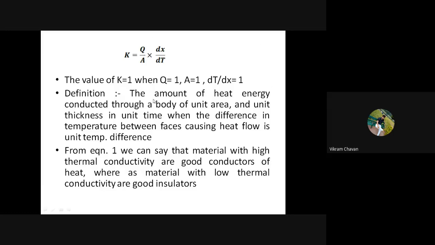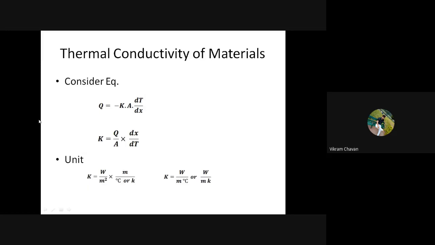So thermal conductivity can be defined as the amount of heat energy conducted through a body of unit area and unit thickness in unit time, when the difference in temperature between the faces causing heat flow is a unit temperature difference. If k is greater, in this equation, then the q value will be higher. And if k is small, at that time the q value will be low.